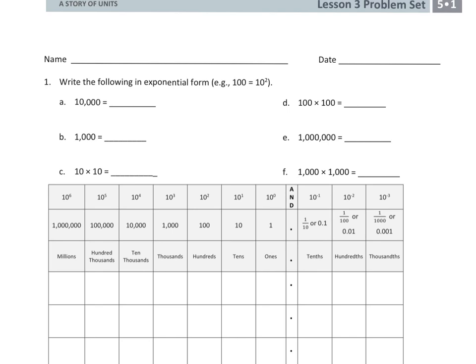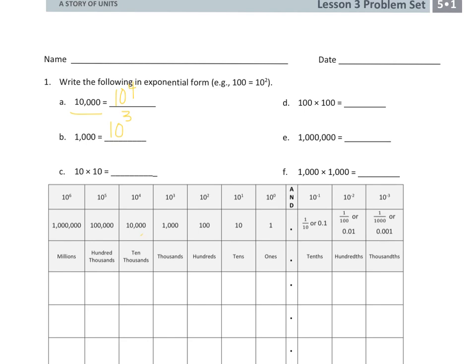And they want us to write the following in exponent form. Exponent form is a shorter way of writing big numbers. So A is 10,000. If I look at my place value chart right here, here's 10,000. A shorter way is to write it as 10 to the power of 4. Let's go to 1B. 1,000 is right here. Here's the exponent, 10 to the power of 3. And that 3 and that 4 actually tell you how many zeros are actually in the standard number.